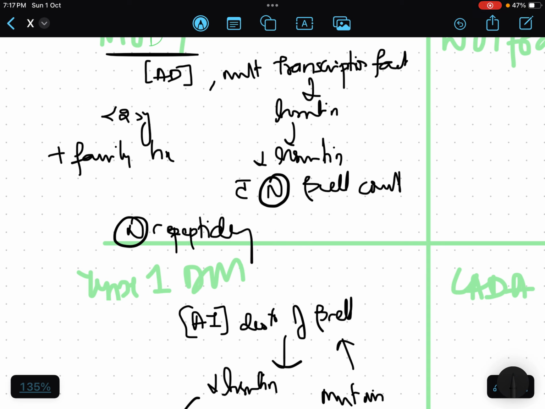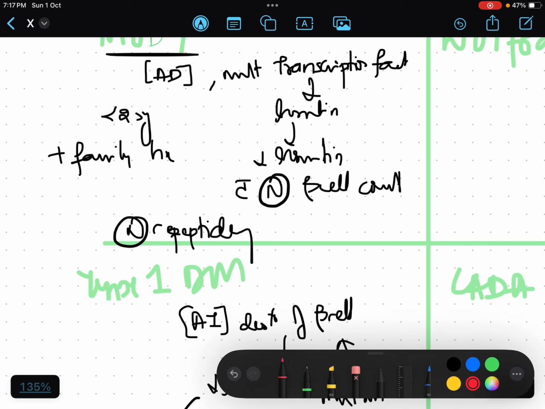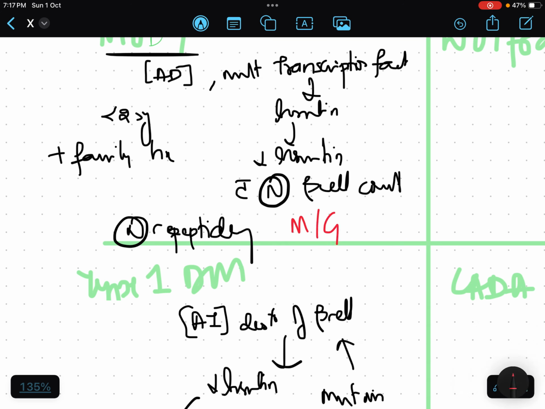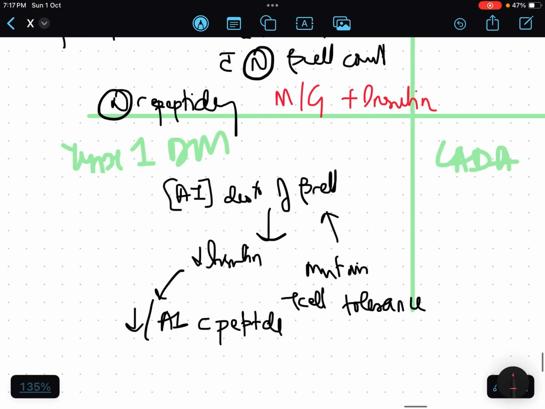Depending on the type of MODY, the patient may require just metformin, or glipizide can be enough, or they can also have insulin, whereas in type 1 diabetes, they will have insulin dependence.